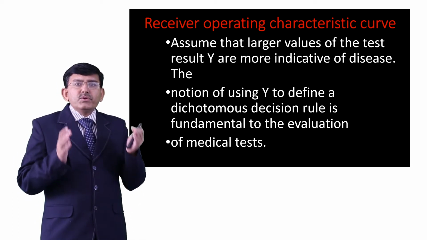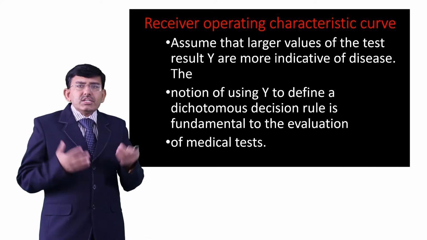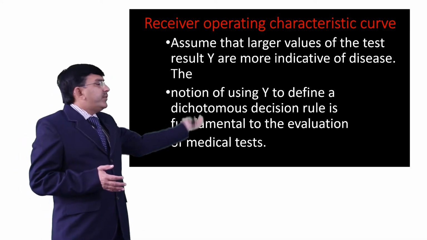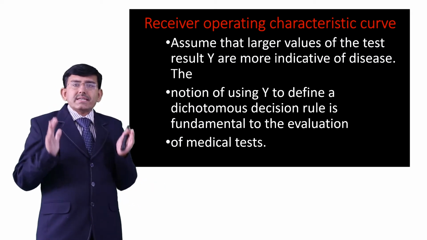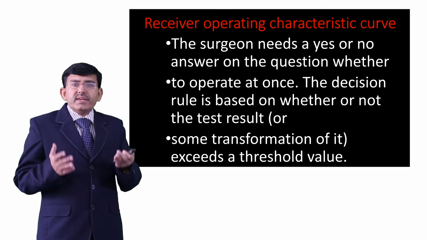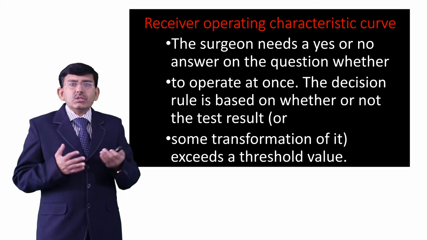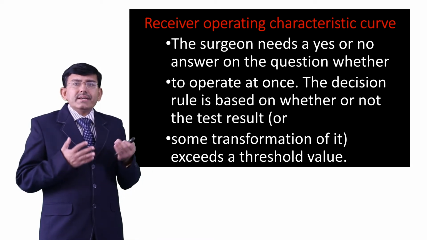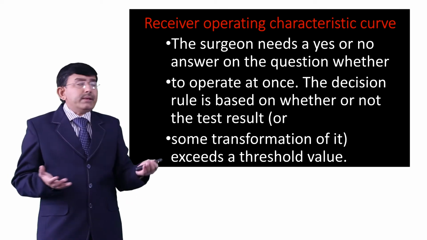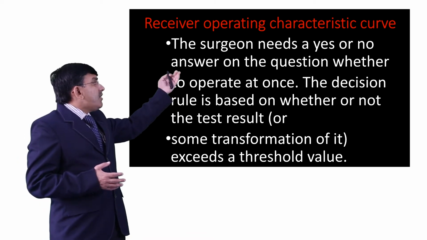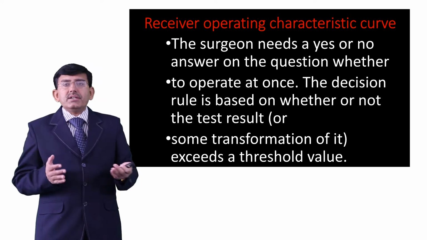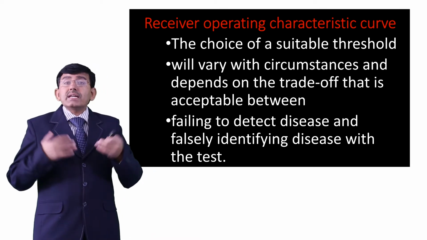The notion of using Y to define a decision rule is fundamental to the evaluation of all such medical tests, which we perform on a complete set of the population. The surgeon needs a yes or no answer on whether to operate at once. The decision rule is based on whether or not the test result, or some transformation of it, exceeds a threshold value. So by varying that threshold, we can further subclassify the data and get an accurate decision for the surgeon to go for surgery or to have another plan of treatment.